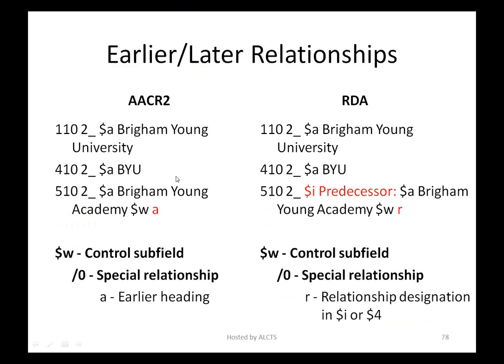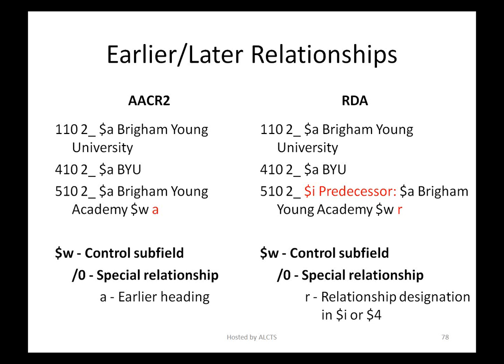And finally, one last thing I want to talk about is how we record earlier-later relationships. In AACR2, we have the control subfield W with a first position value of A for earlier heading or B for later heading. And you can see that's how we record an earlier-later situation in AACR2. Now, RDA tells us we can use a relationship designator, and the corresponding relationship designator in this case is predecessor. And so we have a kind of conflict.